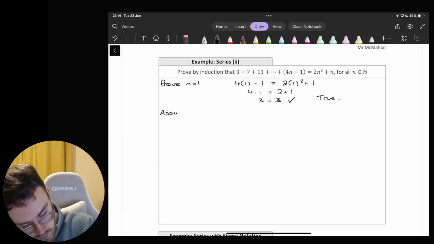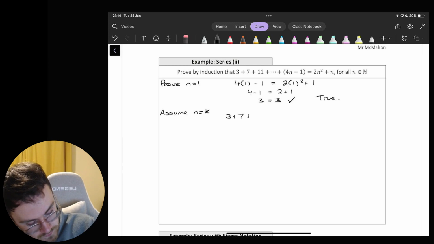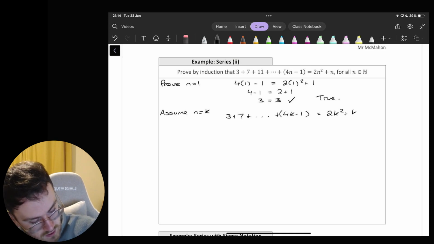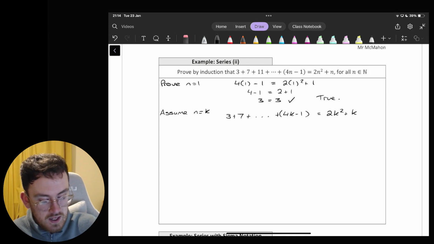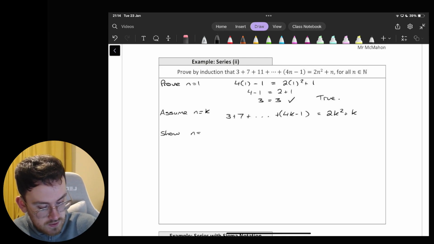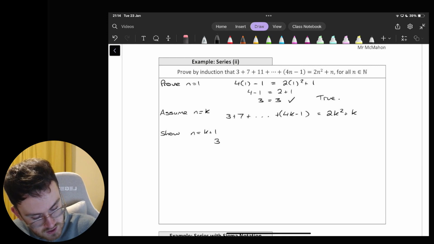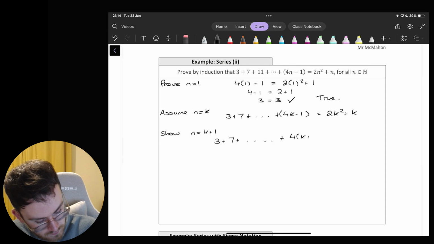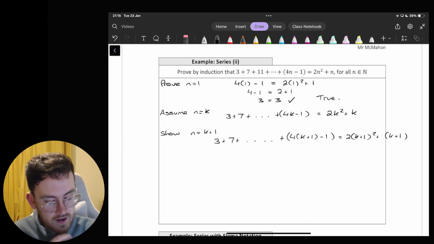Let's now go forward and assume for n equals k. What we're assuming is the sum up to that term with k in it, 4k minus 1, can be rewritten as 2k squared plus k. Now what I want to show is n equals k plus 1. So I essentially want to show that if I add the sum up to when I would have k plus 1, that's the same as having 2 times k plus 1 squared plus k plus 1, subbing k plus 1 in place of n there.